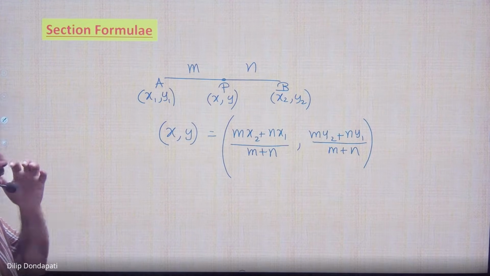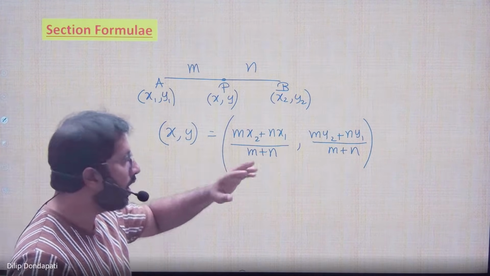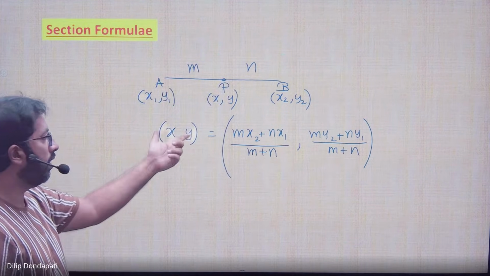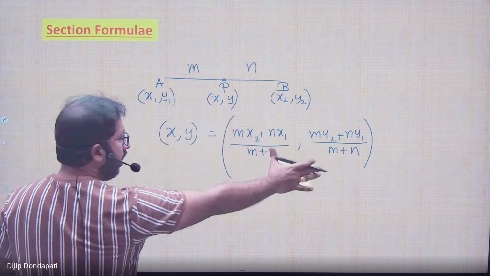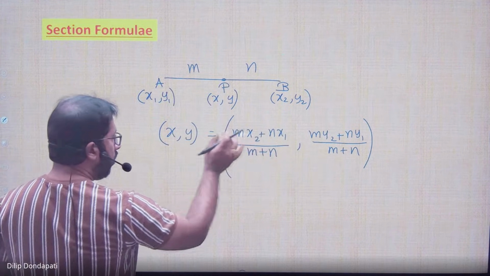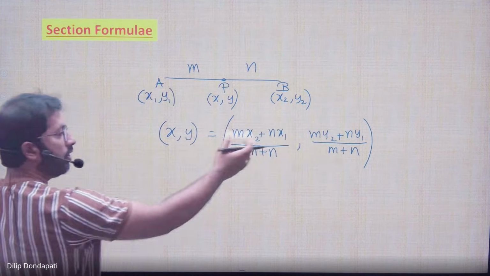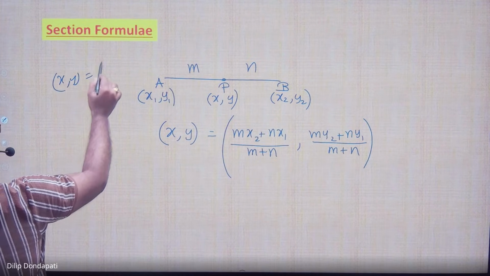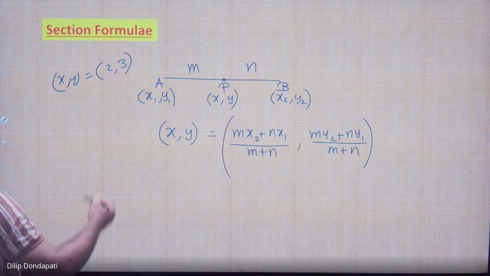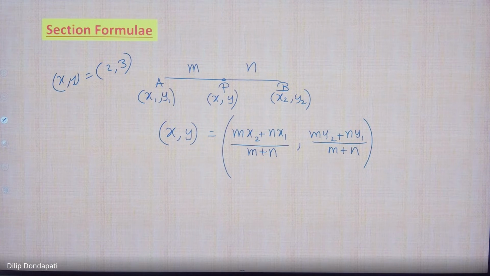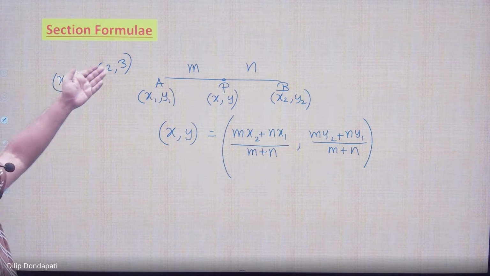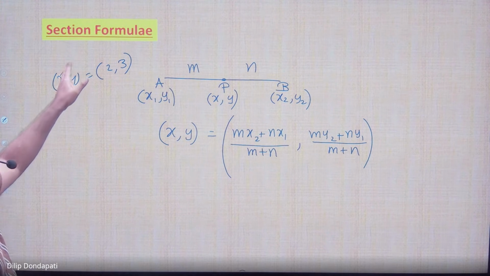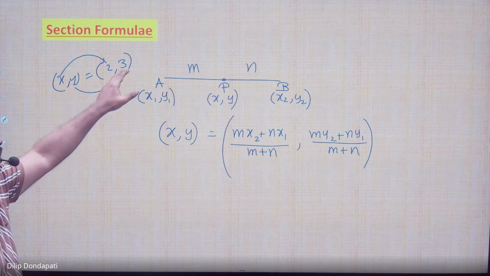Whenever we have to use section formula, when a point P is dividing in the ratio m is to n, its coordinates are this one. And when these two coordinates are equal, when the x coordinate is equal to this one and the y coordinate is equal to this one, then the two coordinates are equal. Suppose you got x comma y is equal to 2 comma 3. That means x is 2, y is 3. Whenever these two coordinates are equal, x is this one, y is this one.